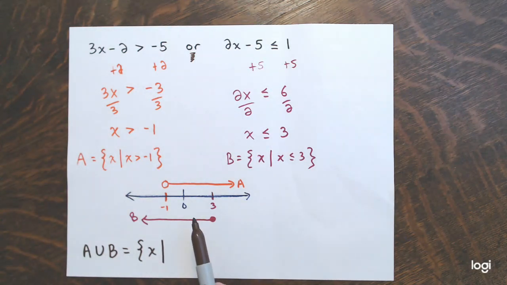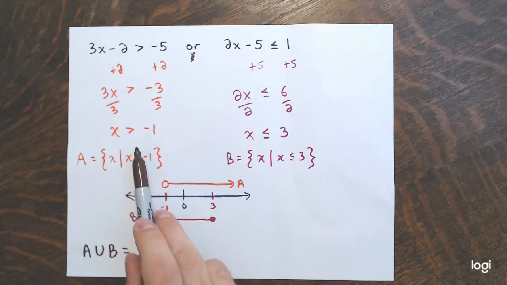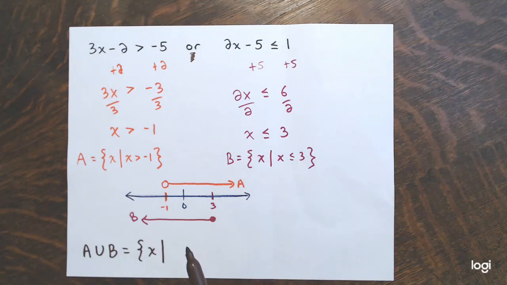Well, you could write, this inequality or that inequality. It wouldn't be wrong to write x is greater than -1 or x is less than or equal to 3. But I'm not going to do that because I'm going to actually write a better description.